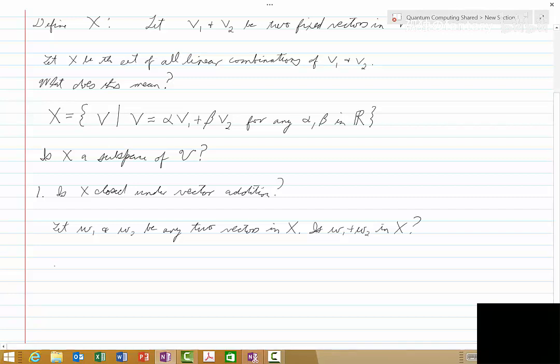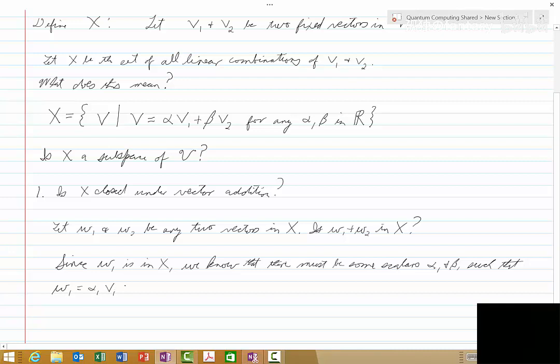That's going to be what we're going to check now. Okay. Well, since W1 is in X, we know that there must be some scalars alpha 1 and beta 1 such that W1 is equal to alpha 1 V1 plus beta 1 V2.